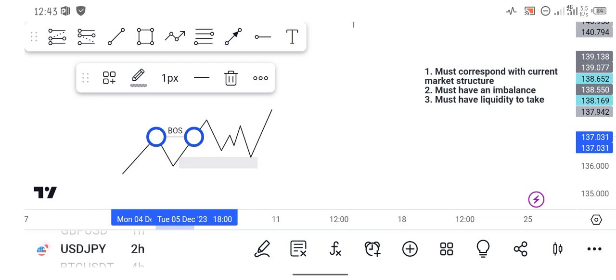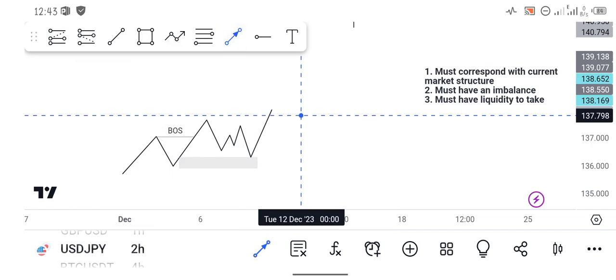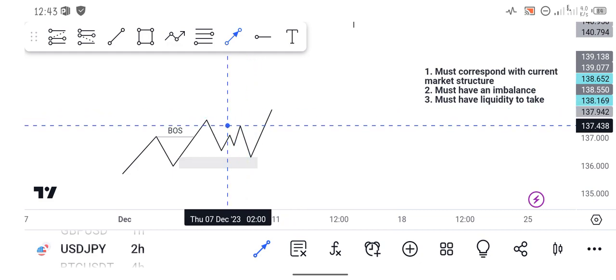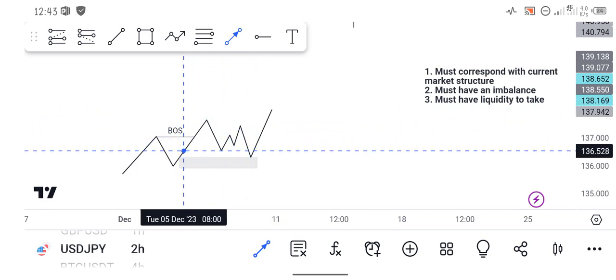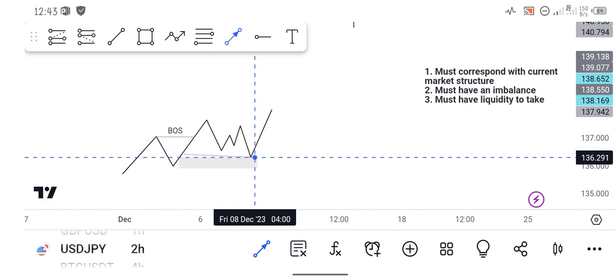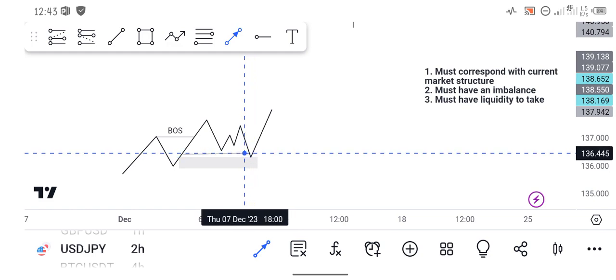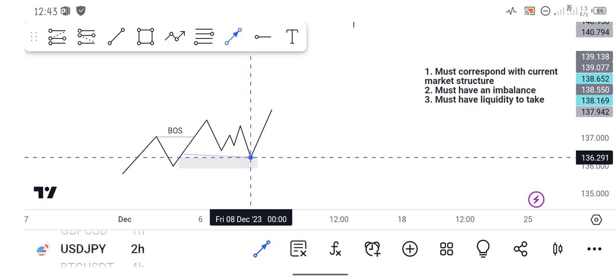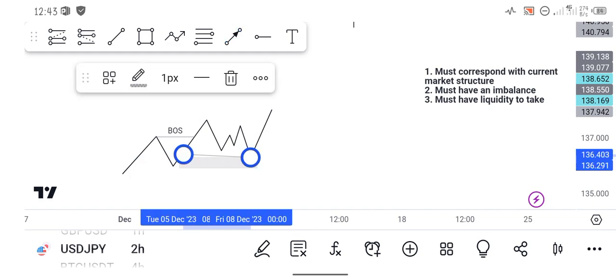Secondly, it must have an imbalance. This is a drawing, of course, so I cannot show you an imbalance here, but let's assume this is a level of imbalance. An imbalance, like I've said before, is a space between two candles caused by an aggressive movement in price. Let's assume this is an imbalance at this level, just before our order block, which is our confirmation.